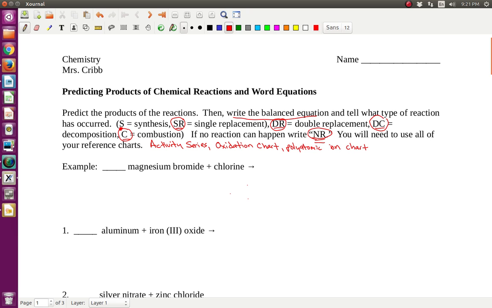And so in order to do all this, you're going to need all of your reference charts. So pull out your activity series, your oxidation chart, and your polyatomic ion chart. If you need to, also pull out your periodic chart.